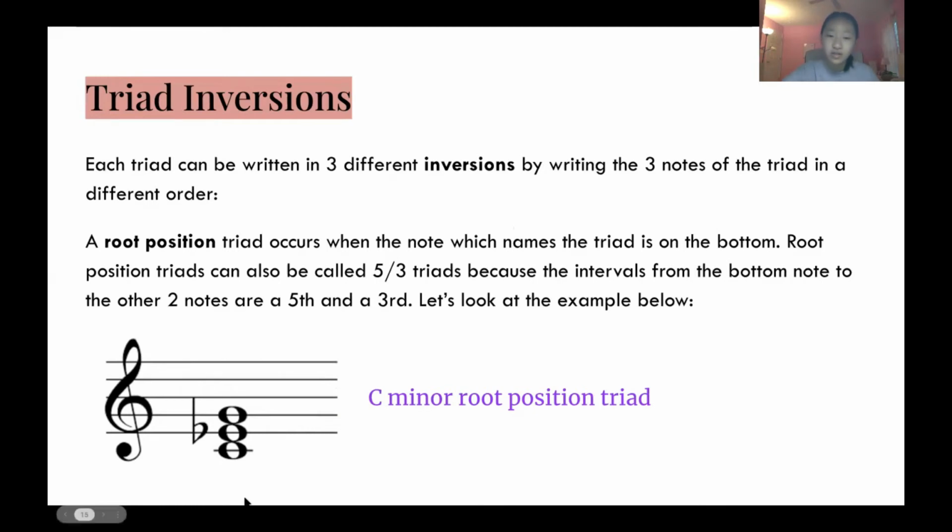A root position triad occurs when the note that names the triad is on the bottom. For example, in C minor, the C is on the bottom. Root position triads are also called 5/3 triads because the intervals from the bottom note to the other two notes are a fifth and a third. So an example is the C minor root position triad. If we're in C minor, we should put the C at the bottom because in root position, the note that names the triad is on the bottom here. Let me underline that part.